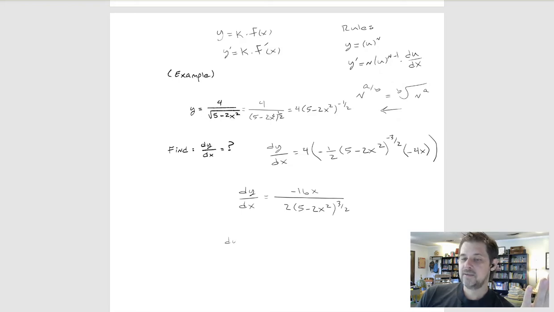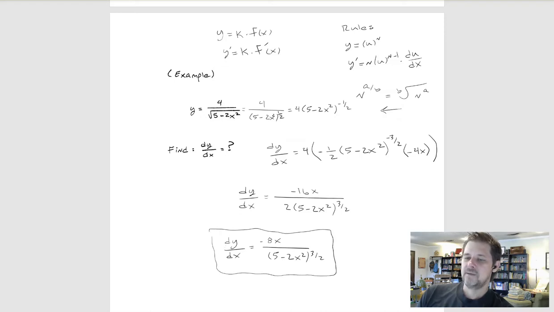Okay. One last thing. I notice up there that I have a 16 over a 2. So I could reduce that to 8 because 16 over 2 is 8. So I'll do negative 8x, right? So now I'm done with the 2. And that'll leave me with 5 minus 2x squared to the power 3/2. And there's my derivative.